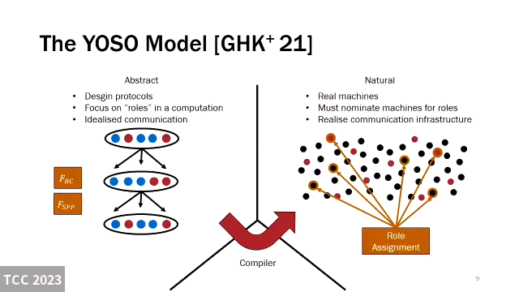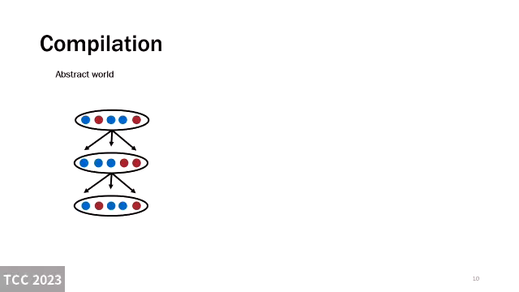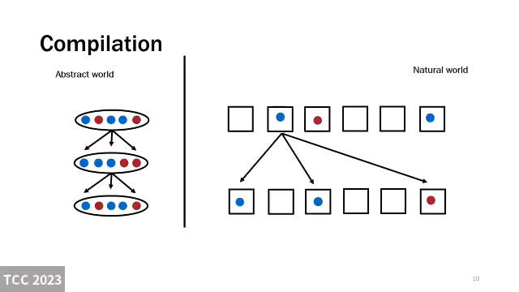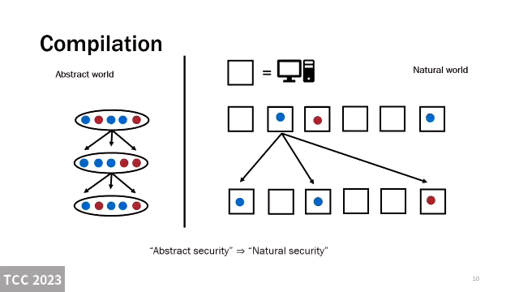And what does this compilation look like? So we have our abstract world protocol over here on the left, and then we want to map these roles and assign them into the boxes. Here you can think of each box as a computer. And we essentially need to map our roles to real world machines. And then, of course, we want some sort of implication that abstract security implies natural security in some meaningful way.